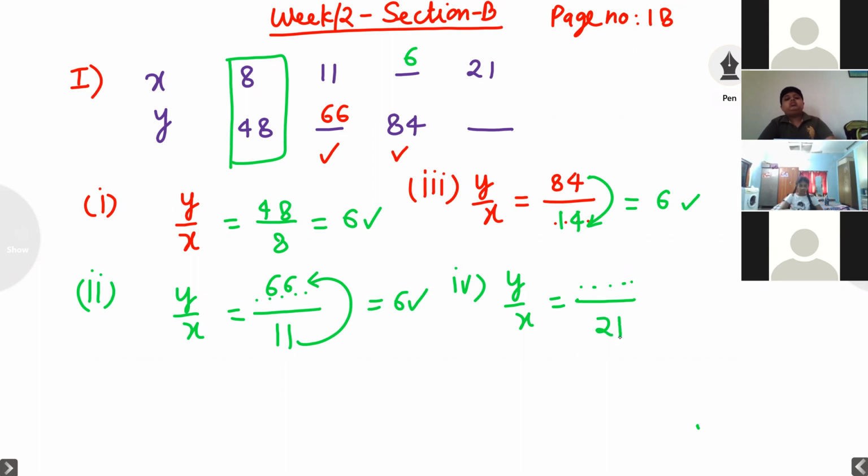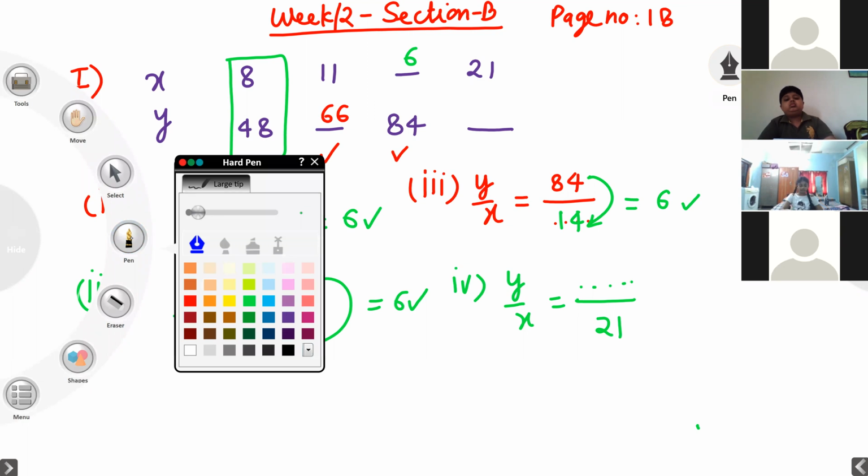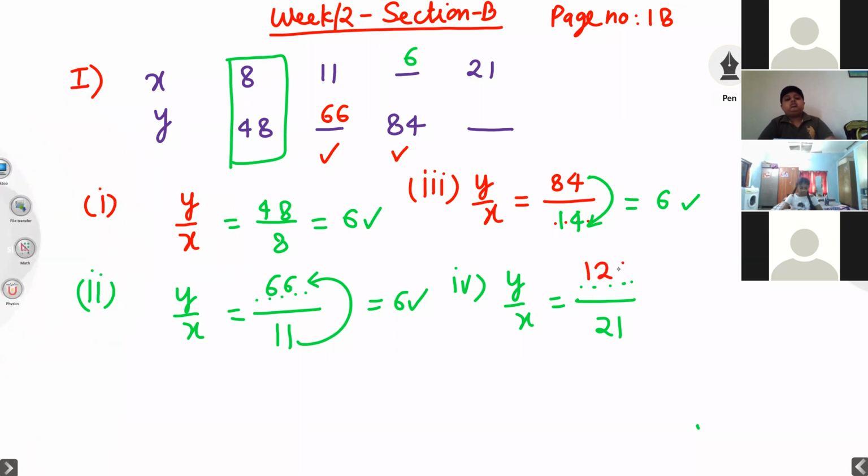Now what numerator will be greater than lesser value? Greater value. How will we get 6? It means I want to multiply 21 into 6. 21 into 6 is 126. Then 126 divided by 21 is equal to 6. Last answer is 126. This is the case of direct variation.